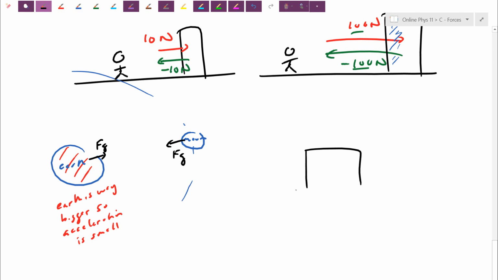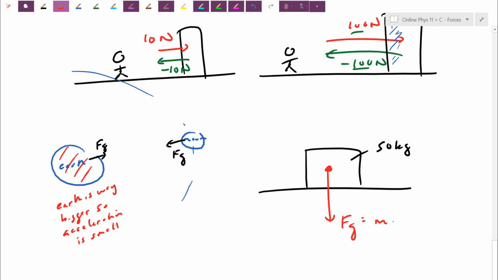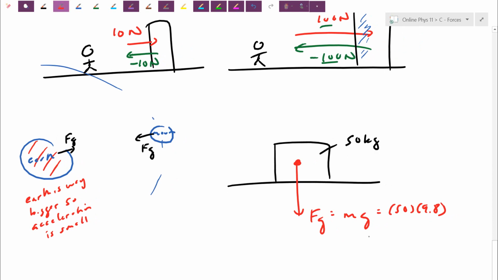Let's say I just have an object just sitting there, right? Let's say it's a 50 kilogram object. I can start off with a free body diagram. We did these numbers yesterday. We always start off calculating FG, calculating the weight of the object. So 50 times 9.8 gave me my 490 from yesterday. The force of gravity acting on this is 490. I do want to say 490 down, but my free body diagram already shows me that it's in the downward direction. I don't need to write that in words.